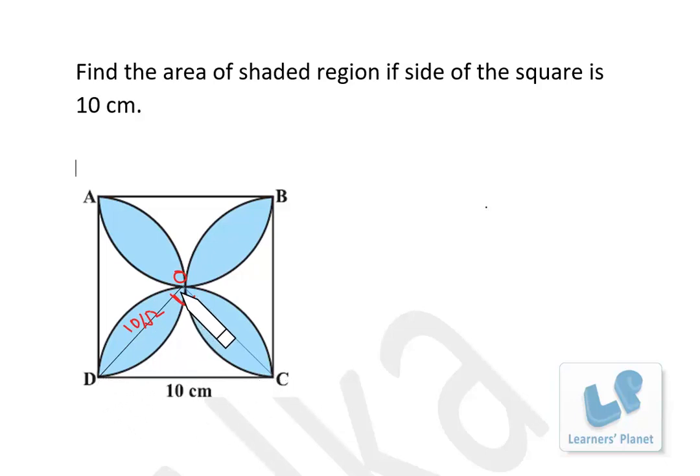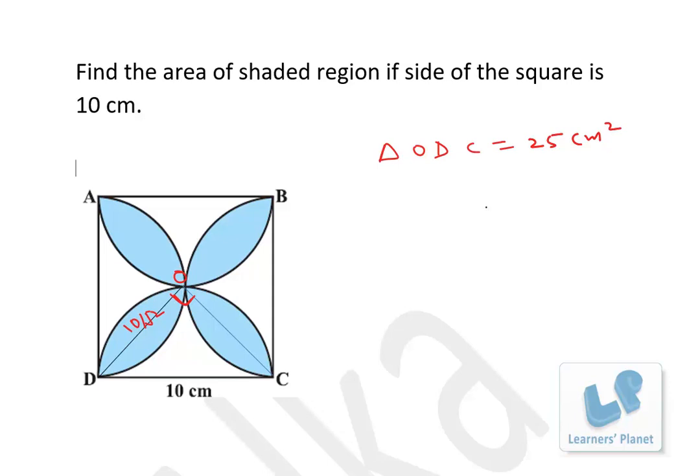So what will be the area of triangle ODC? That is half of this into this. So this length times this length, right? 10 by root 2 into 10 by root 2 is 100 by 2, so that is 50, and half of that is 25. So the area of triangle ODC is 25 centimeter square, right?